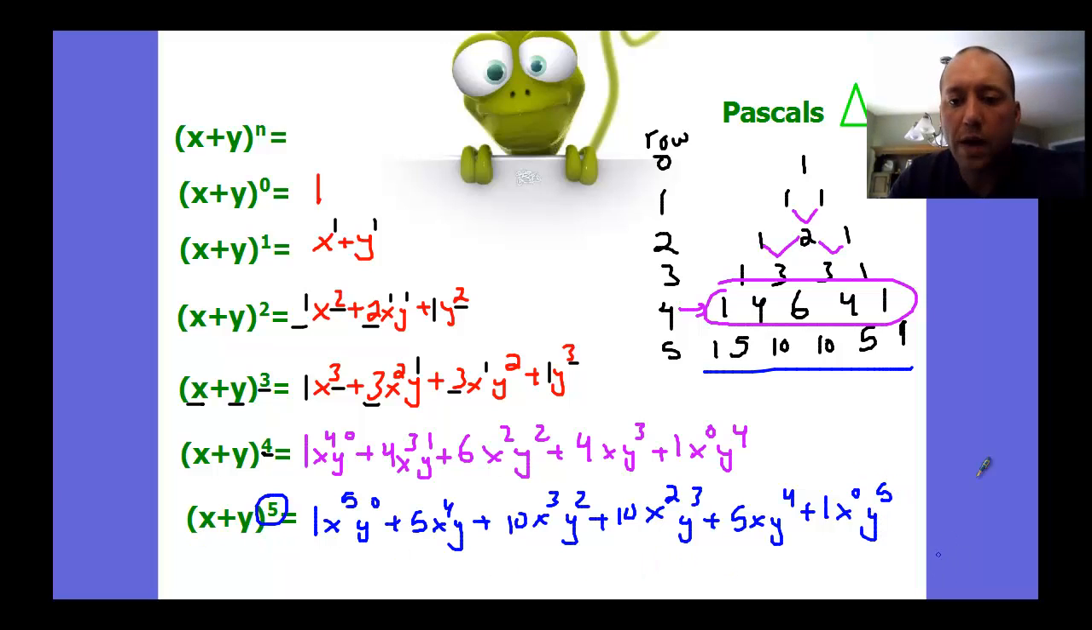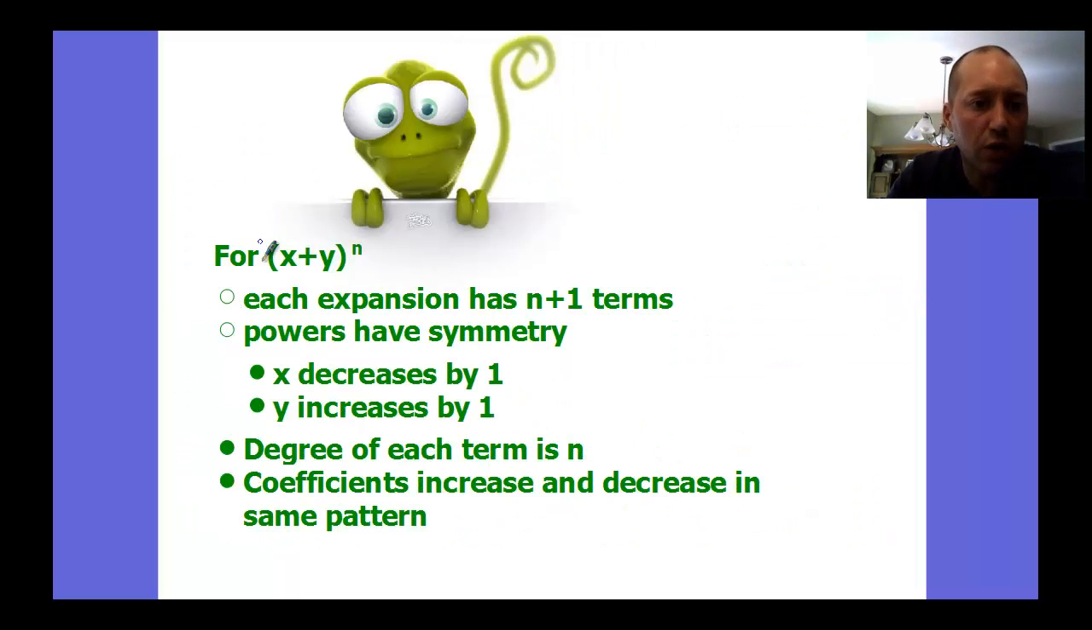So hopefully you can find all the patterns within that. If you can't, here's where they're listed out. So if you're given x plus y to the nth, here's the things you should realize. That each expansion has n plus 1 terms, so 1 more than the degree here. The powers have symmetry, so the x is decreased by 1, the y is increased by 1. The degree of each term is n, and then coefficients increase and decrease in the same pattern, which is the Pascal's triangle.